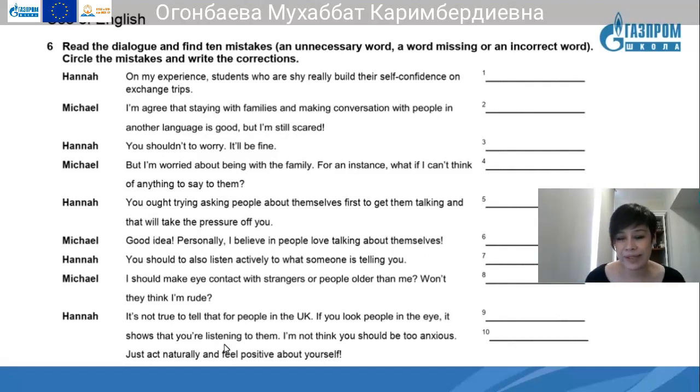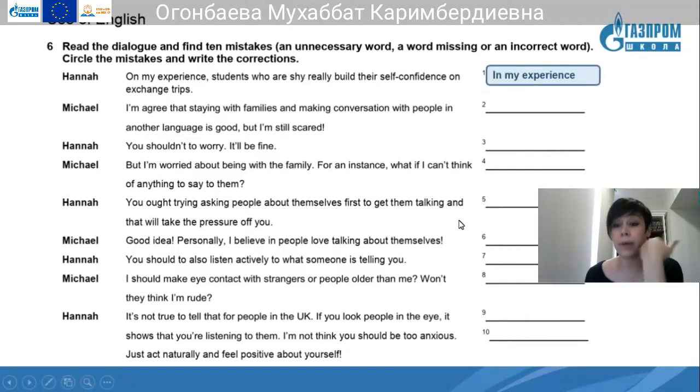On my experience, students who are shy really build their self-confidence on exchange trip. On my experience, we have to find a mistake. It's in my experience, not on, but in my experience. So this is the way we have to find the mistake. Please pay attention to the word combinations, time expressions.